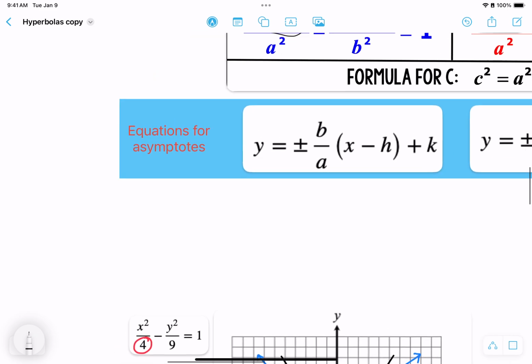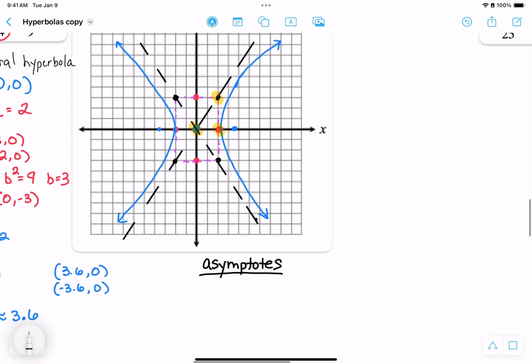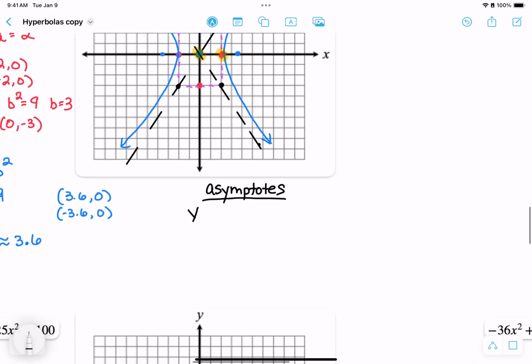So if I go back up to my notes, here's the equation for the asymptotes for a horizontal hyperbola. Y equals plus or minus. And the reason it's plus or minus is because we have two asymptotes, one with a positive slope and one with a negative slope. So b over a and then x minus h plus k. Okay. So it's y equals, and we're going to have b over a times x minus h plus k. That'll be one of them. And then the other one will be negative b over a, x minus h plus k. We have two asymptotes, one positive and one negative.